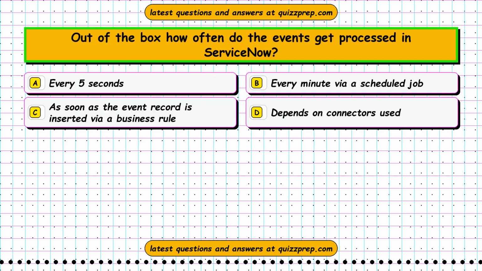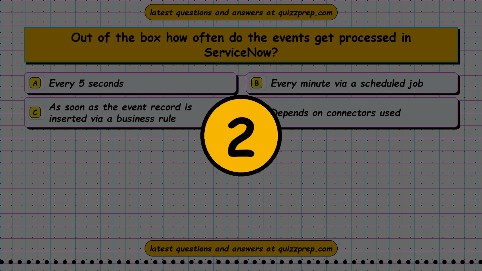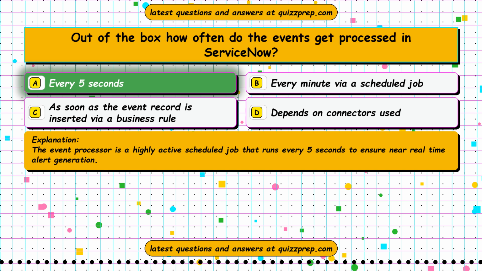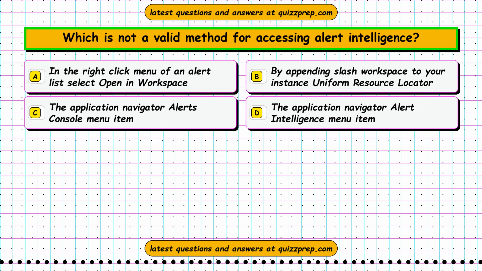Question 35. Out of the box, how often do the events get processed in ServiceNow? Option A, every 5 seconds. Option B, every minute via a scheduled job. Option C, as soon as the event record is inserted via a business rule. Option D, depends on connectors used. The correct answer is option A, every 5 seconds. The event processor is a highly active scheduled job that runs every 5 seconds to ensure near real-time alert generation.